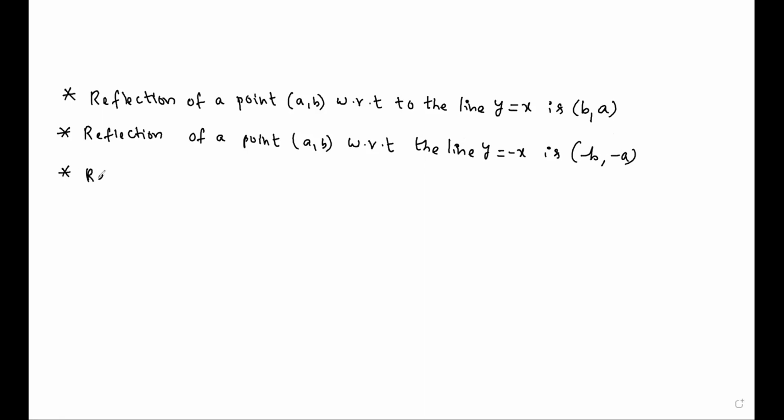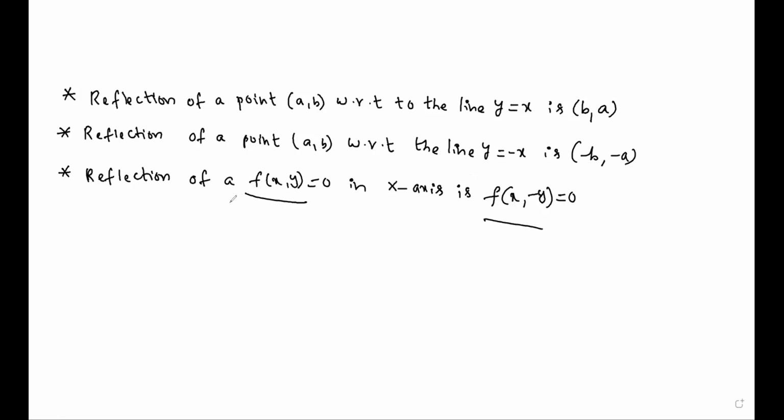Next, one more, the reflection of a function, a function having both x and y terms involved, f of (x comma y), in the x-axis. With respect to the x-axis, how to find the reflection of f of (x comma y)? Here, when reflecting in the x-axis, for example, if x and y both are positive, it lies in the first quadrant. When reflected in the x-axis, it goes to which quadrant? Fourth quadrant. Now in the fourth quadrant, clearly we know the x coordinate is positive, y coordinate is negative. Then the reflection of this function becomes f of (x comma minus y) equal to 0.